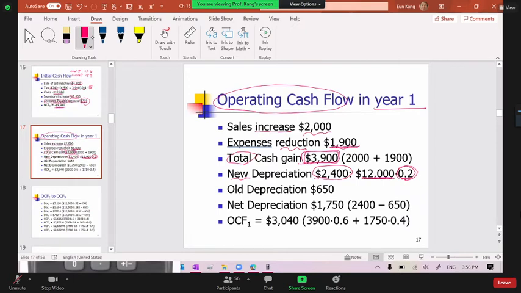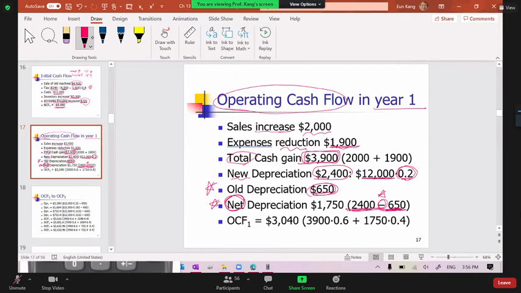But this is important. Your old depreciation is opportunity cost. Why? If you didn't sell the old machine, you could have used this 650 every year, but you cannot use it. So opportunity cost should be subtracted. This is important. So your total depreciation, I mean, new depreciation minus old depreciation, that is net depreciation. So don't forget, okay?